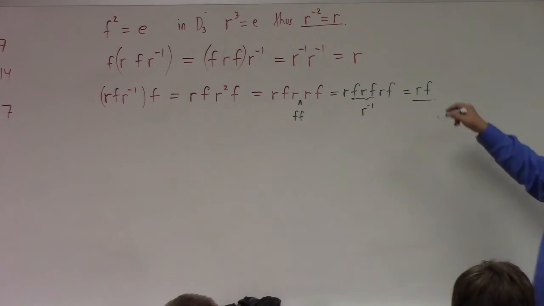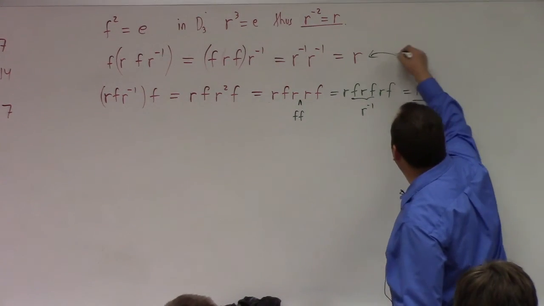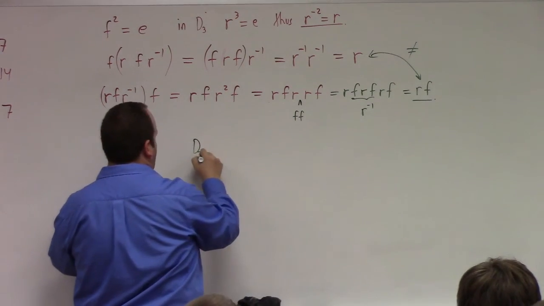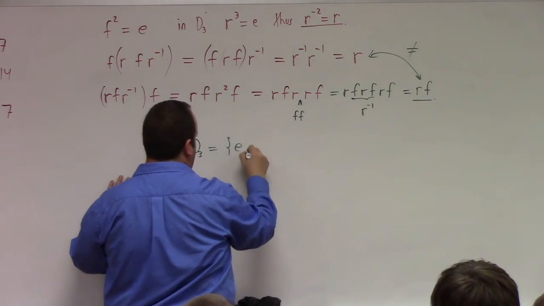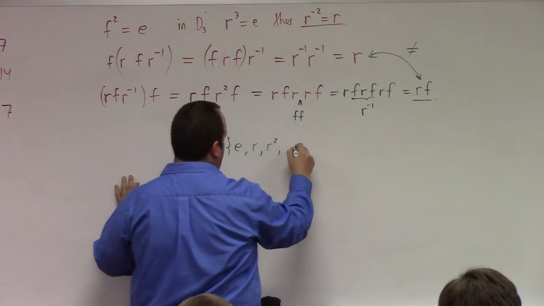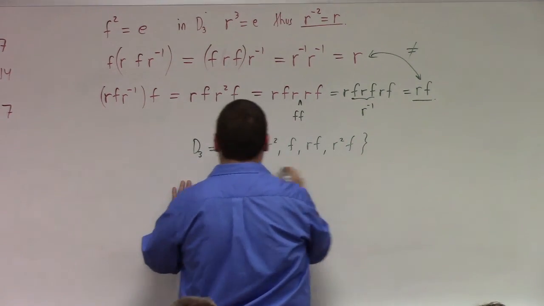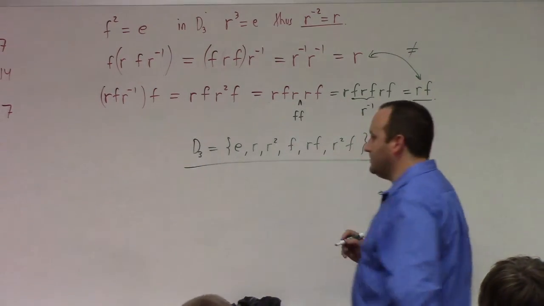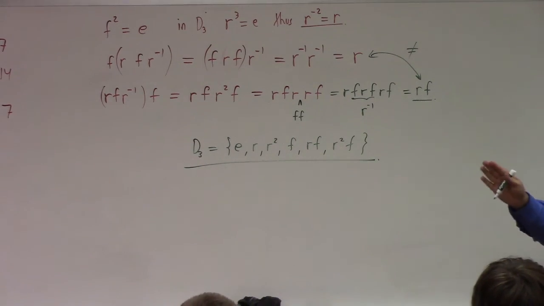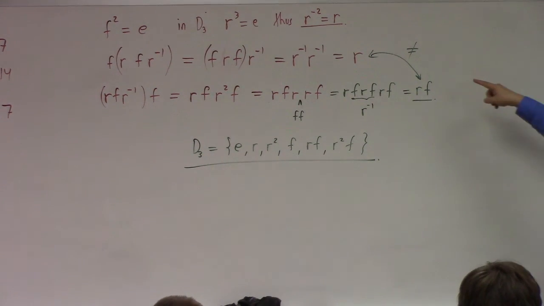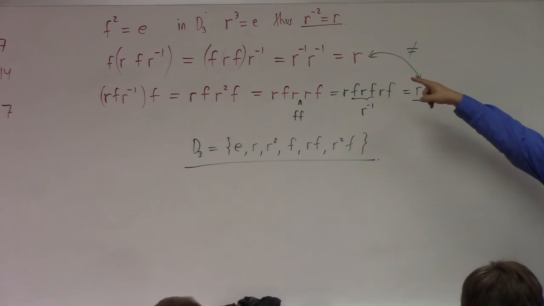So this and this are not equal. In fact, you can show, I don't recommend you try to show this, but e, r, r squared, f, r f, r squared f. This is a nice presentation of D3. And that's why it has order 6. These are unique elements of D3. And that, by the way, shows that D3 is a non-abelian group.